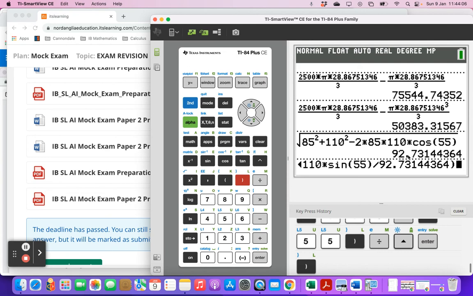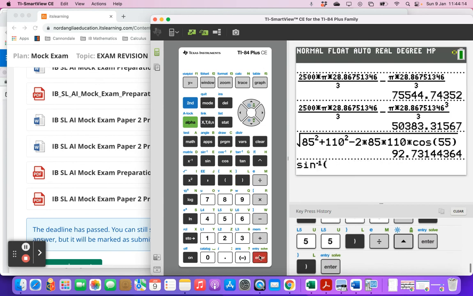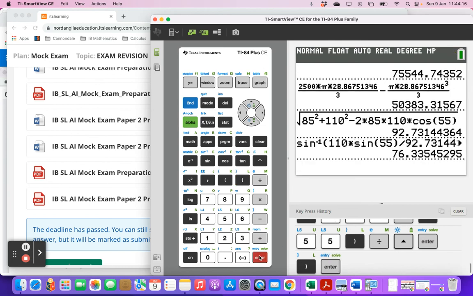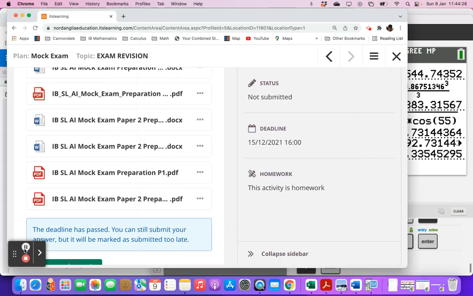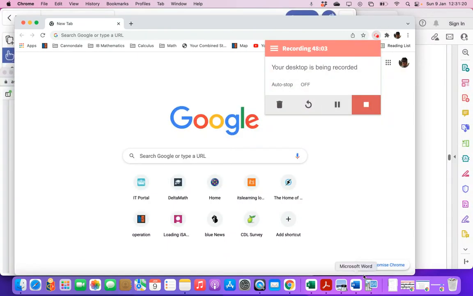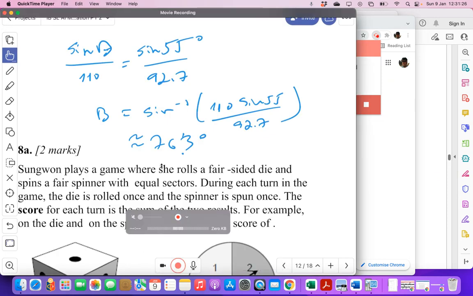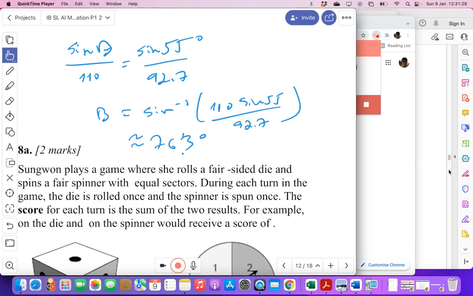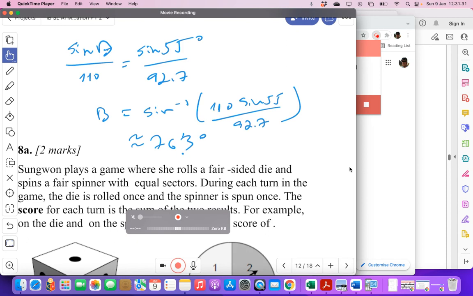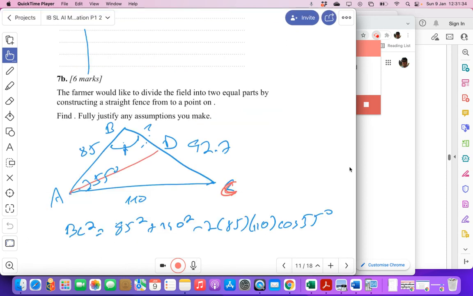Okay, just wanted to show you that I grabbed my precise answer up here. I didn't use 92.7. I used something more accurate. And I took the inverse sine, and I get 76.3 degrees approximately. All right, so we know the angle at the top of the triangle is 76.3 degrees. We're not done yet, though, because, again, we have to find that distance BD there.